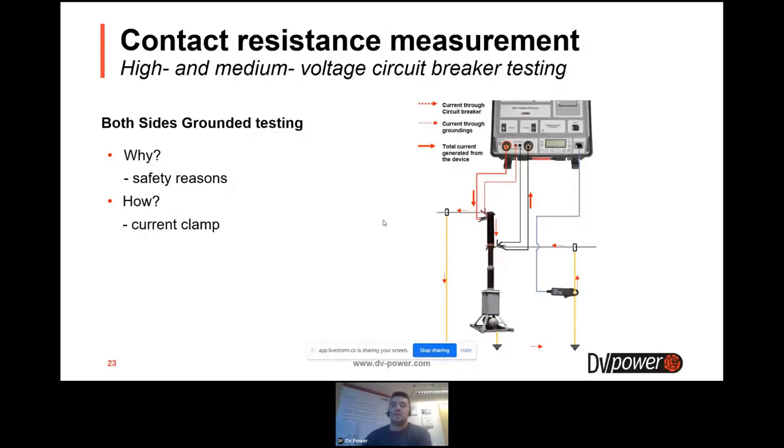So it is an advantage if you can use current clamps and measure this current. We have micro-ohmmeters with this capability. If you do not have current clamps for measurement of the grounding current, then you can expect that the error could be up to 1-2% depending on the condition and the resistance of the grounding loop.